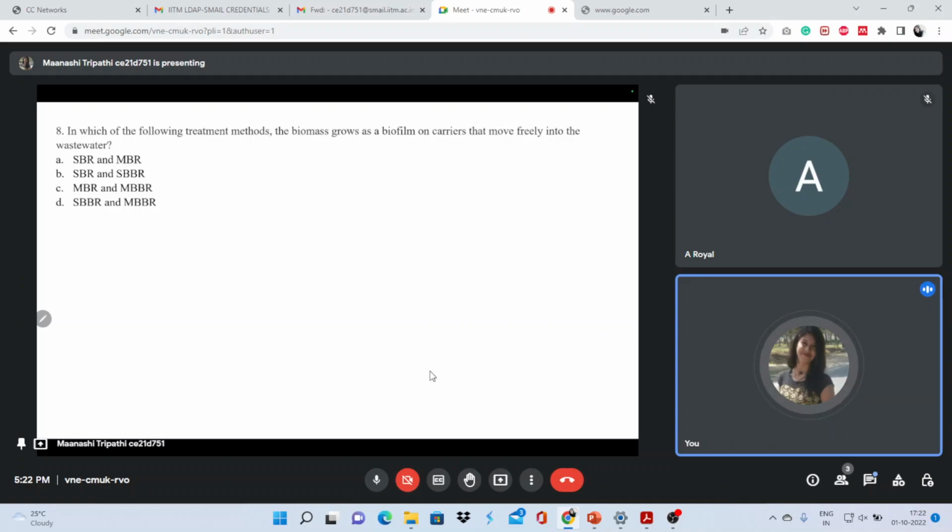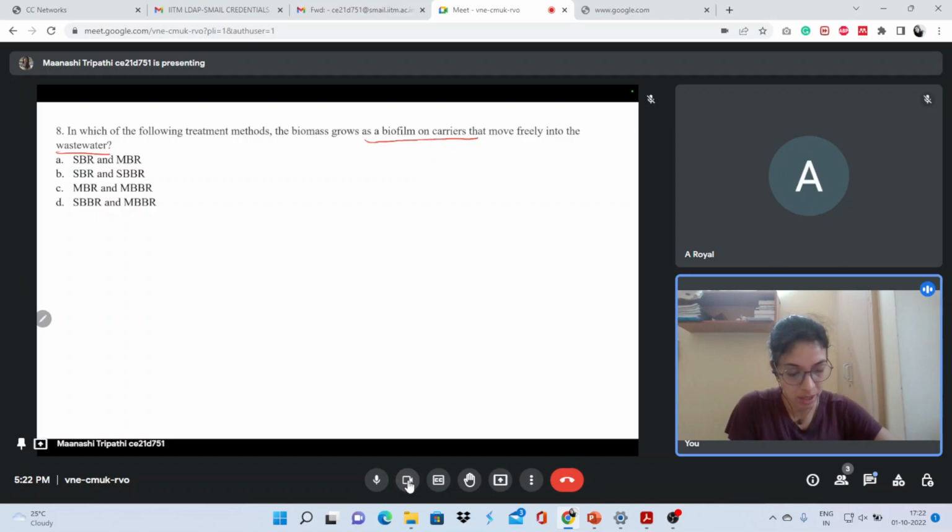In which of the following treatment methods does the biomass grow as a biofilm on the carriers that move freely in the wastewater? That is the question. Here it is saying that the biomass is not in suspension. Suspension and attached are different. In suspension, it is filled with water. We will have biomass in different places. Okay, this is what we call suspension.